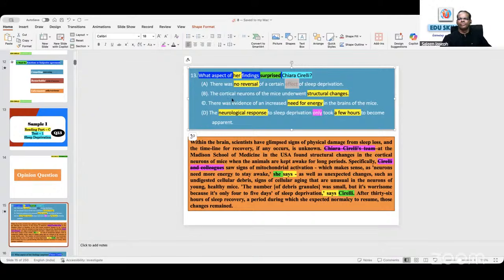Option B: structural changes. The cortical neurons of the mice underwent structural changes. So that is effect. Then, there was evidence of an increased need for energy in the brains of the mice. Cause. If it is needed, effect.